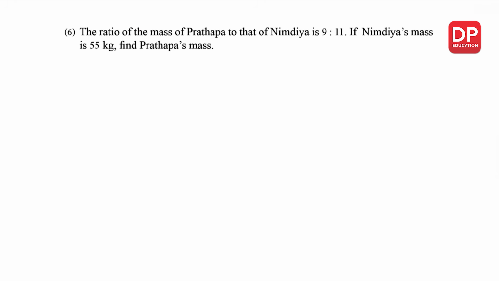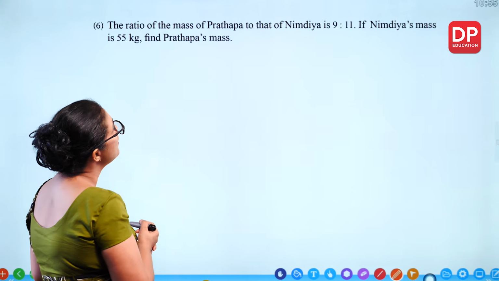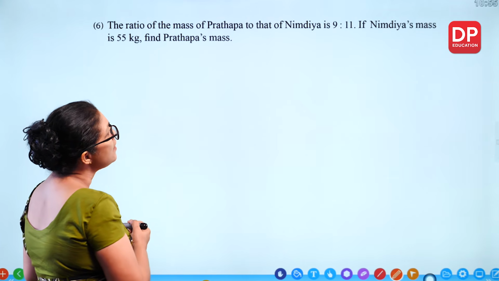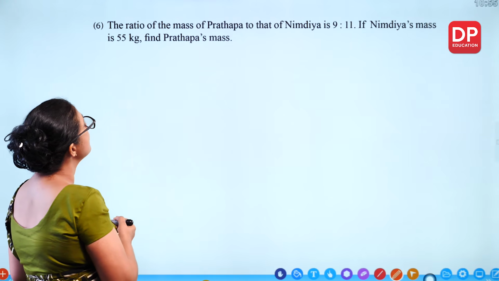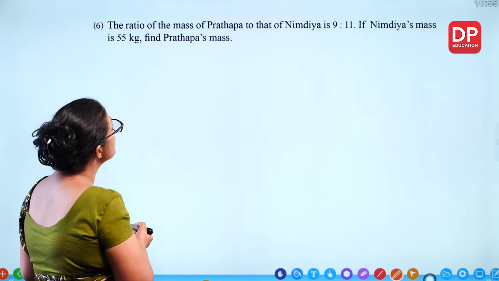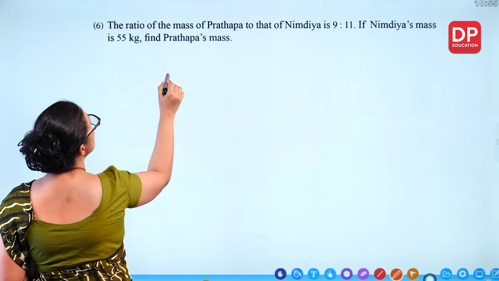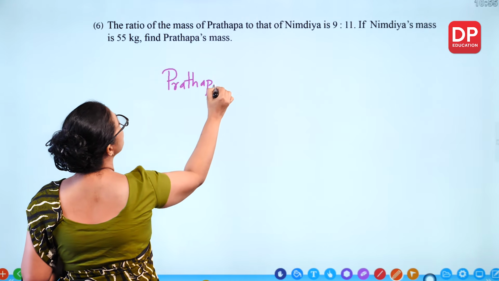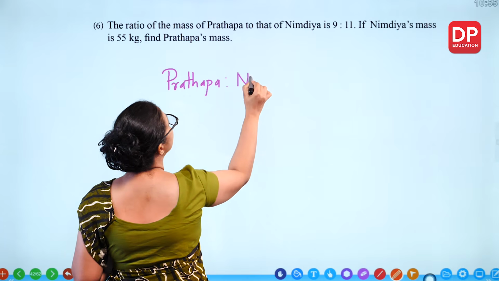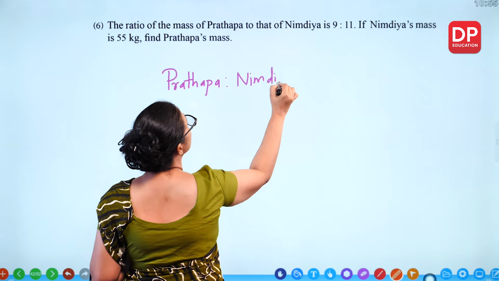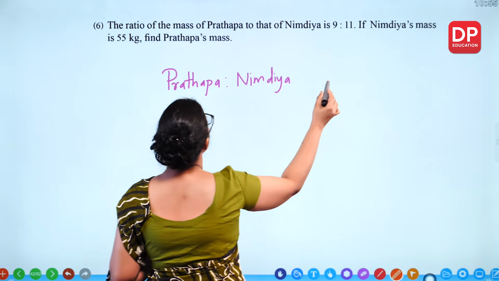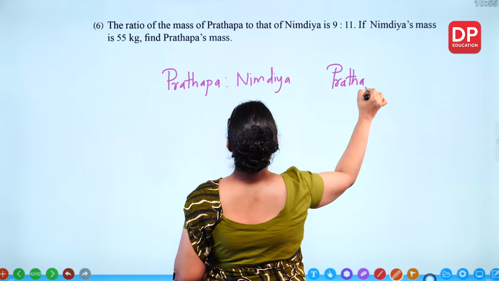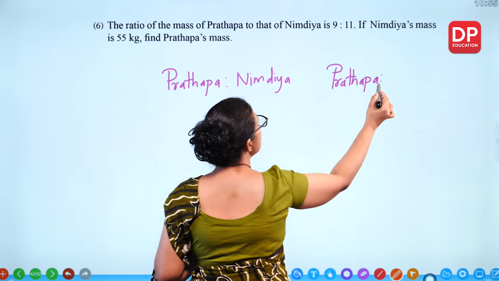The ratio of the mass of Pratapa to that of Nimdiya is 9 to 11. If Nimdiya's mass is 55, find Pratapa's mass. So what's the ratio, Pratapa and Nimdiya? What's the mass ratio? Pratapa to Nimdiya.